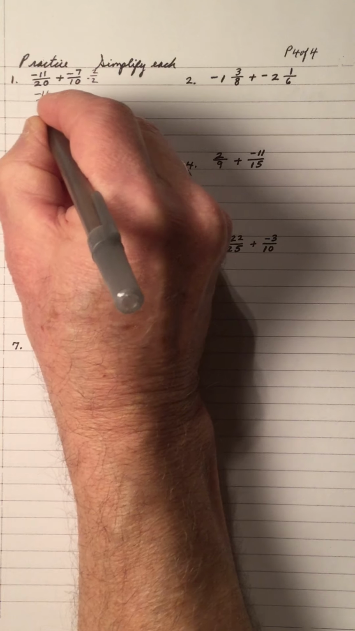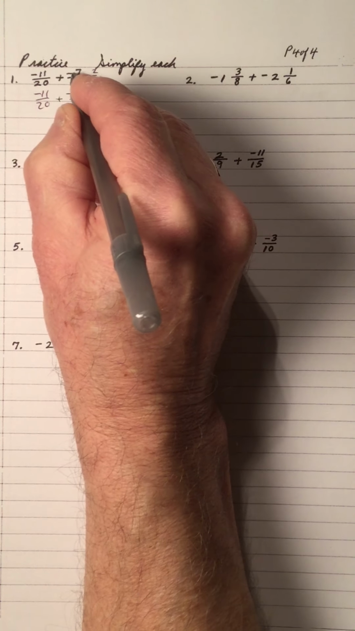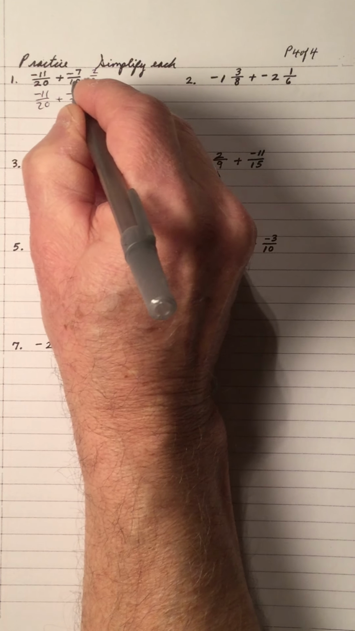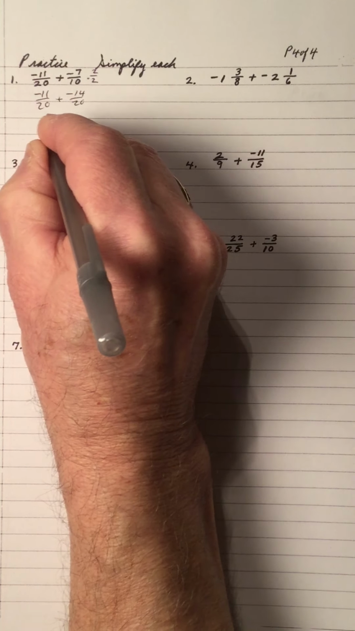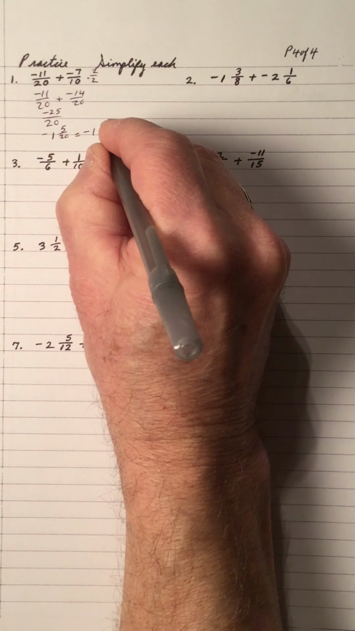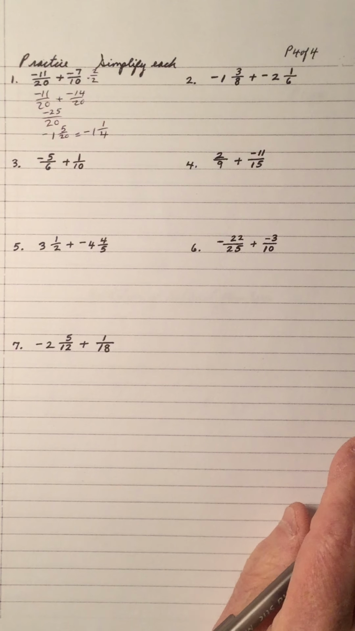So negative 11 over 20, negative 14 over 20. Negative 7 times 2 is negative 14, 10 times 2 is 20. Common denominator is 20. Add them up and I get a negative 25 over 20. And that reduces. 20 into 25 goes 1, 5 left over, so it's 5 over 20, and it's negative. And 5 goes into 5 once, 5 goes into 20 four times, so negative 1 1/4.